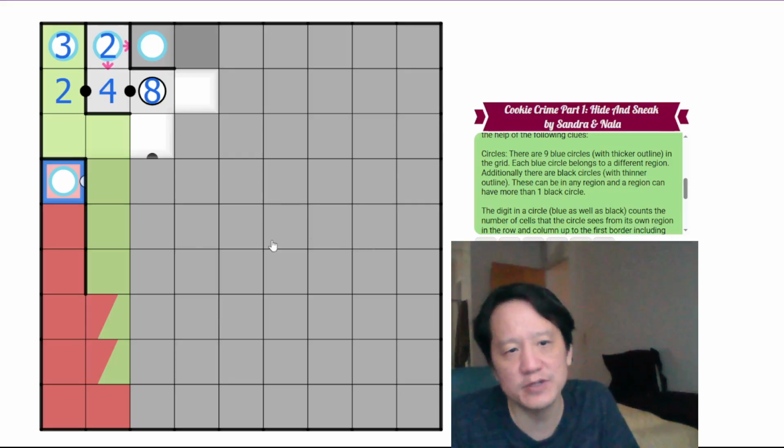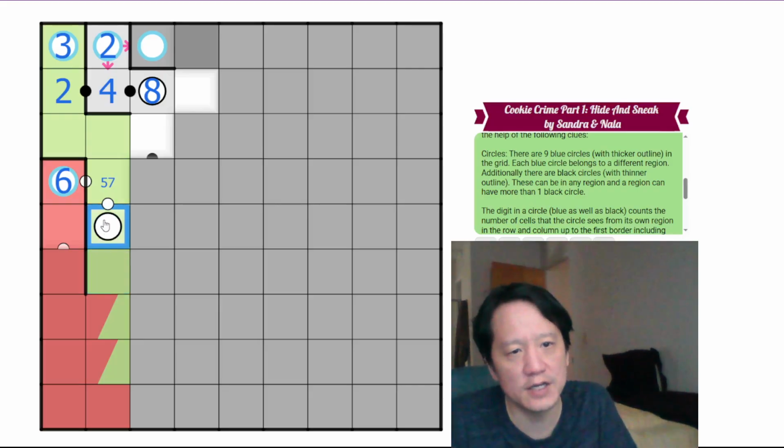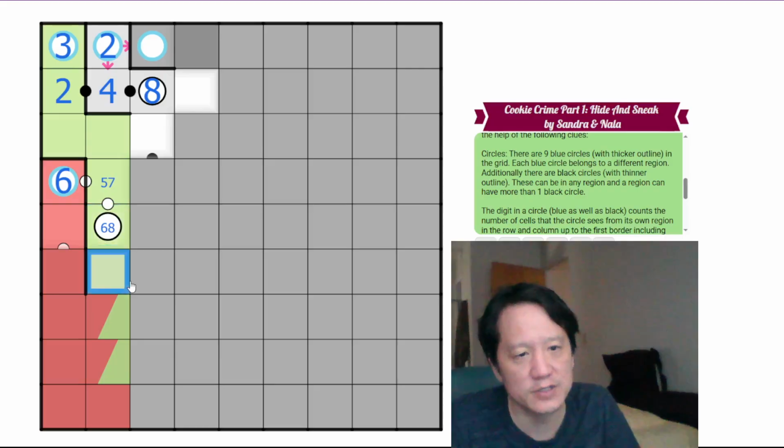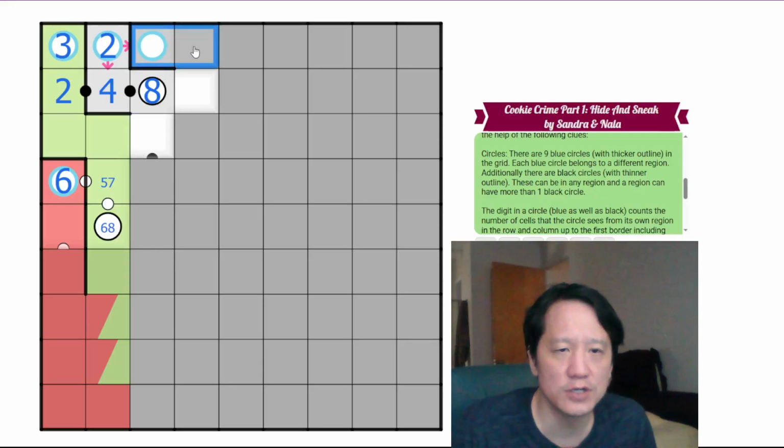So this has to be 6, which makes this 5 or 7, which is next to 4, 6, or 8. Cannot be 4 because of 4 in the column, so that's 6 or 8. These digits are in a 1 to 2 ratio. This can't see just 2 cells, can't see just 3 cells, so it has to see at least these cells here.